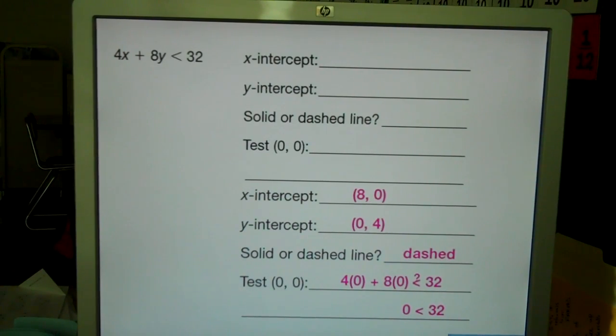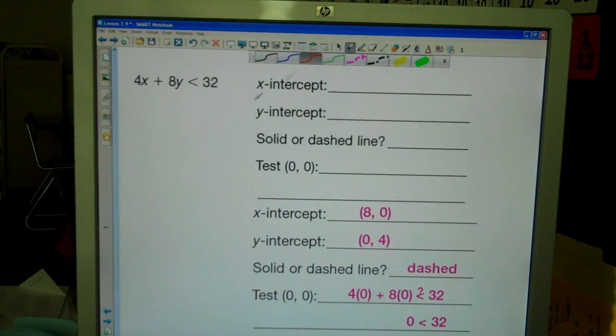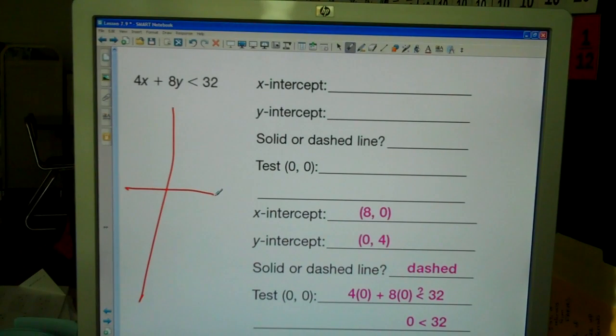So we know when we graph this thing, okay, let's do a little sketch over here. Oh man, that's bad. Okay, let's see, x-intercept was 8, that's over here somewhere. Y-intercept was 4. I know it's a dotted line going through there. (0, 0) did work, so I'm going to shade somewhere below here.